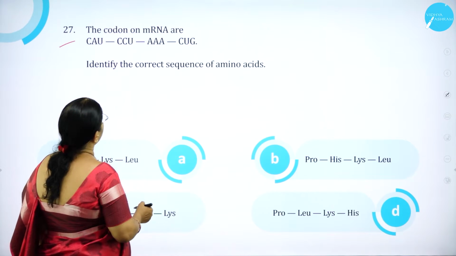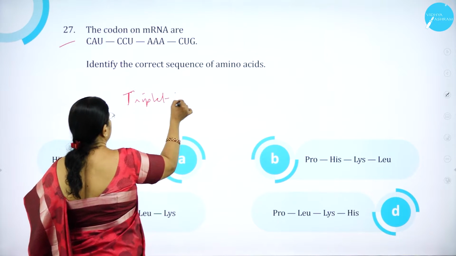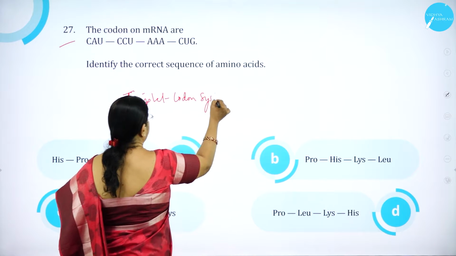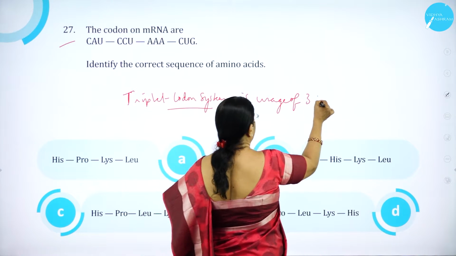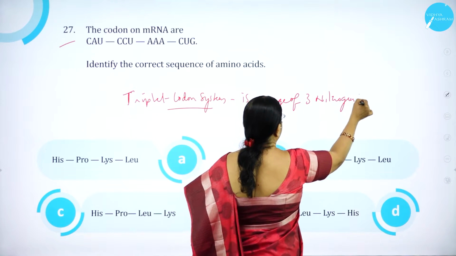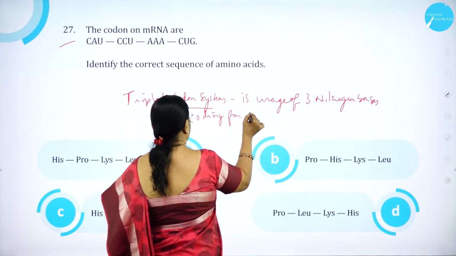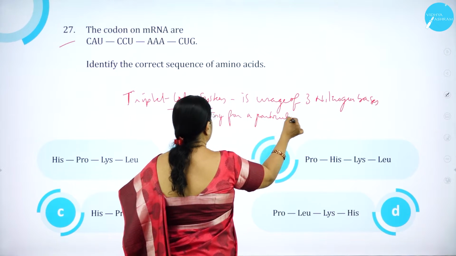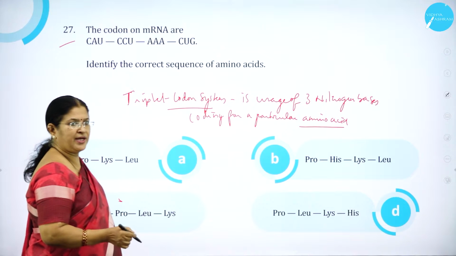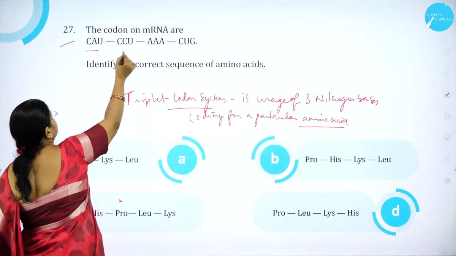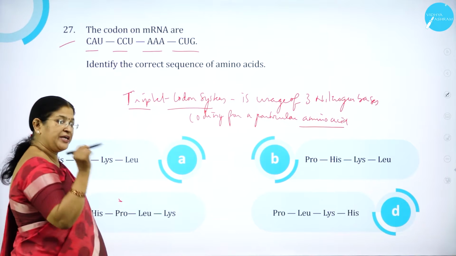27th. The codons on mRNA are. Hope you all know that the triplet codon system is usage of 3 nitrogenous bases coding for a particular amino acid. So this is what? CAU, CCU, AAA, CUG. It is a triplet codon system coding for a particular amino acid.